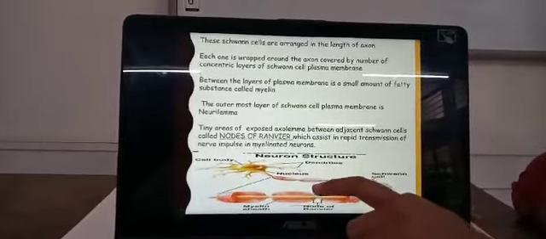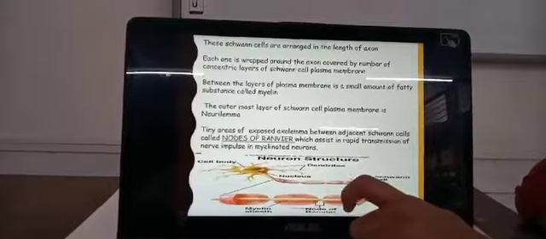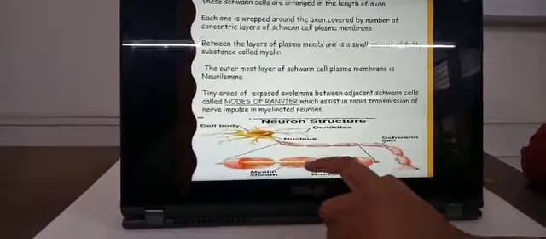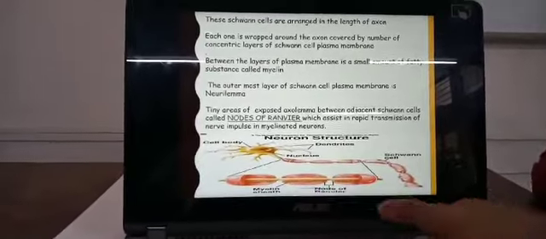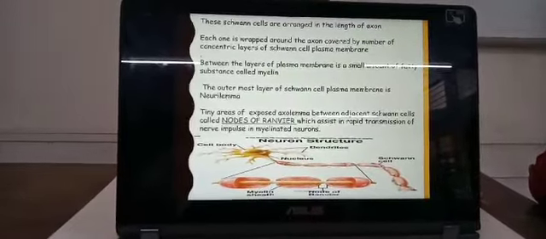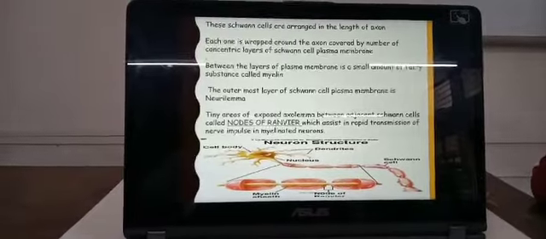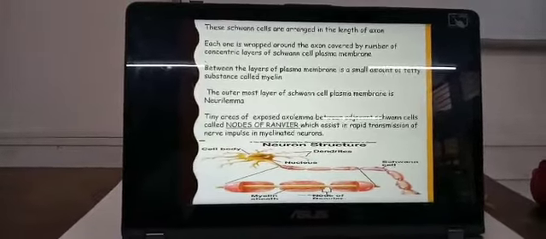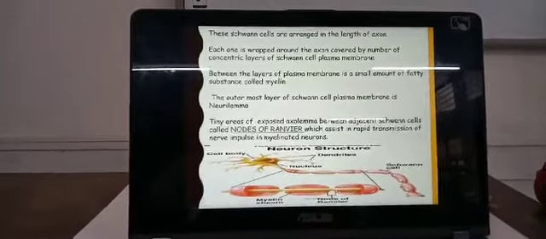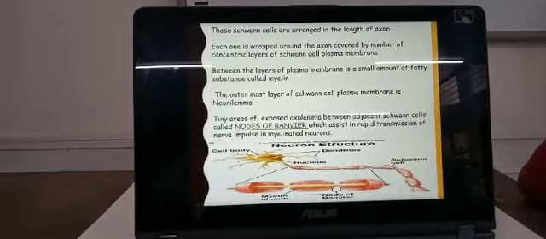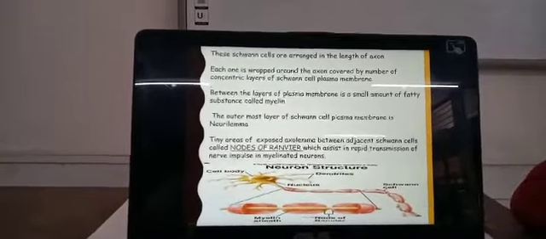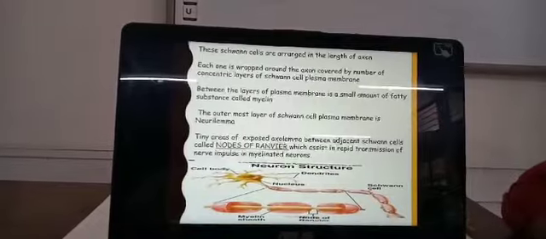Between the layers of plasma membrane is a small amount of fatty substance called the myelin sheath. So this is the myelin sheath. What happens is, first you have the long axon. Covering the axon you have the Schwann cell, and at the tip of the Schwann cell there is something called the myelin sheath. The outermost layer of the Schwann cell plasma membrane is called the neurilemma. See, until and unless you get these terms correct and you remember these terms, it's going to be very confusing. That's why I'm stressing on each and every word.